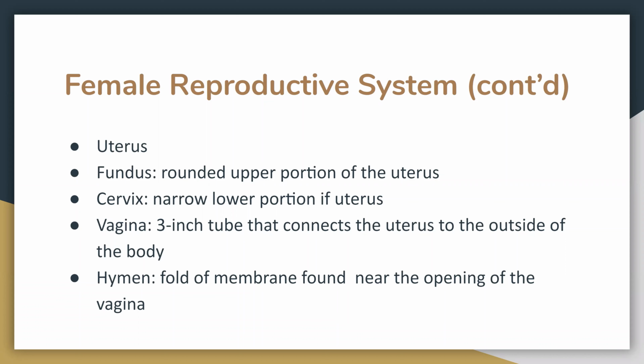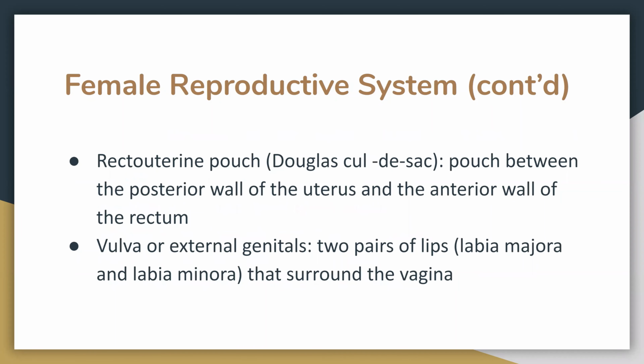And the hymen is a fold or a membrane that's found near the opening of the vagina. Now, you have the rectouterine pouch, which is the Douglas cul-de-sac pouch, and it's between the posterior wall of the uterus and the anterior wall of the rectum.